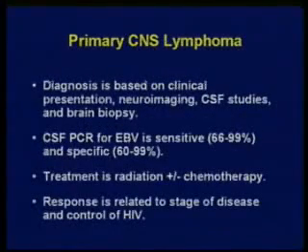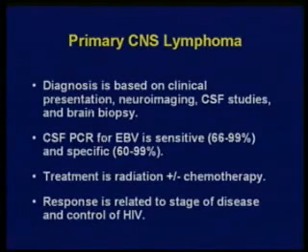So primary CNS lymphoma, diagnosis is based on clinical presentation, neuroimaging, CSF studies, brain biopsy, which is sometimes almost impossible because depending on where the lesion is, right? It's good I know it's CNS lymphoma, but now you can't see and you can't talk because I took out that part of your brain, right? So it's not always very easy to do. CSF PCR for EBV is sensitive and specific.